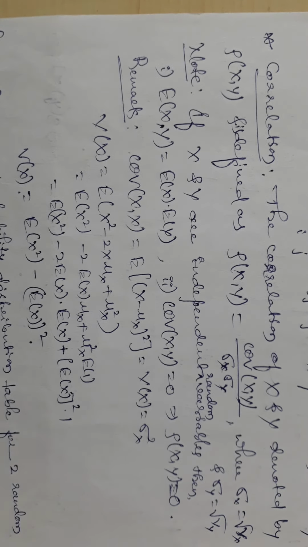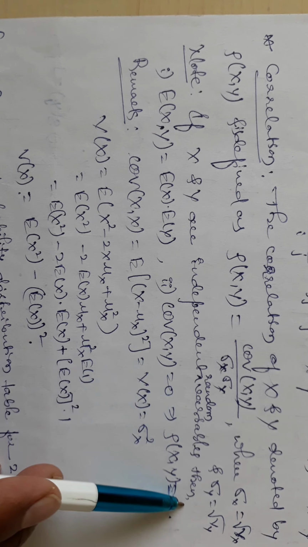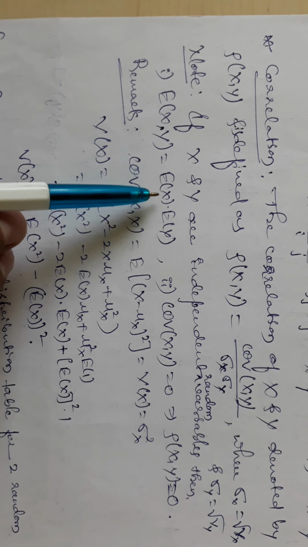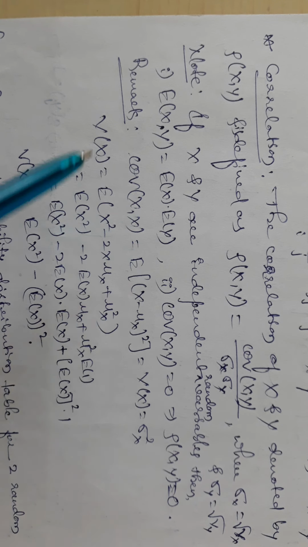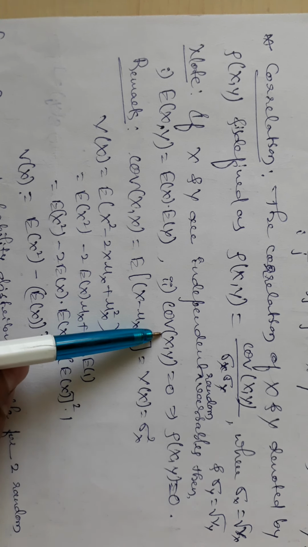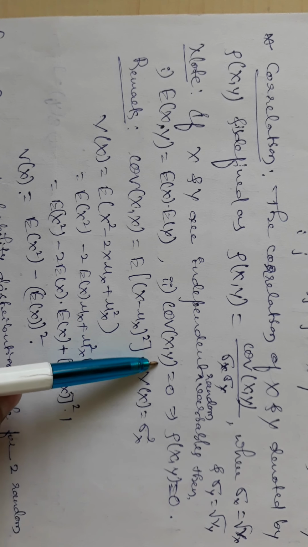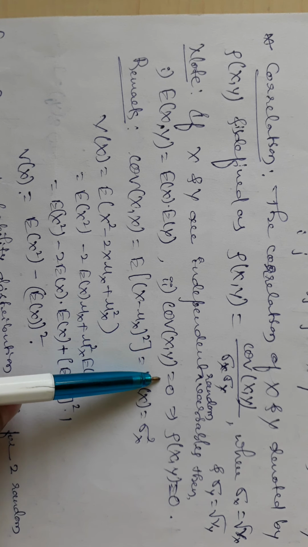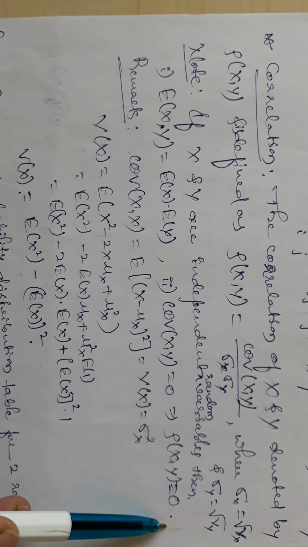We have one note here. If x and y are independent random variables, then the expectation of xy is equal to the expectation of x into the expectation of y. And second, if the variables are independent, then the covariance of xy equals 0. If the covariance of xy equals 0, then the correlation of xy is also 0.